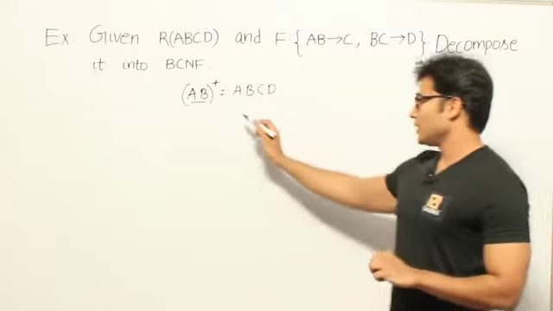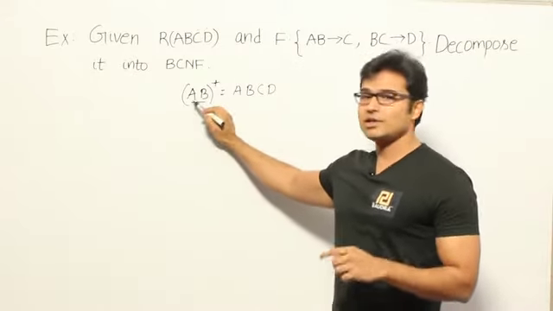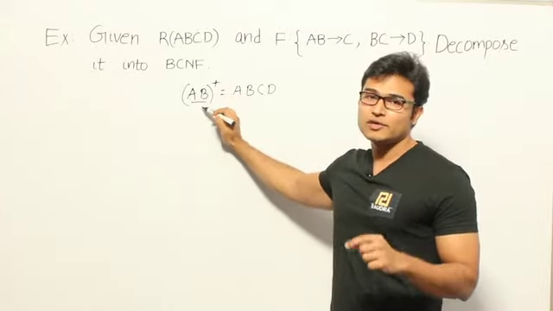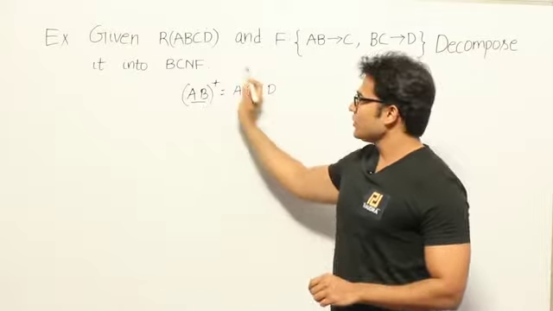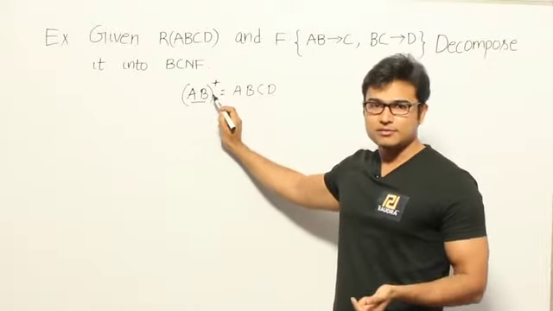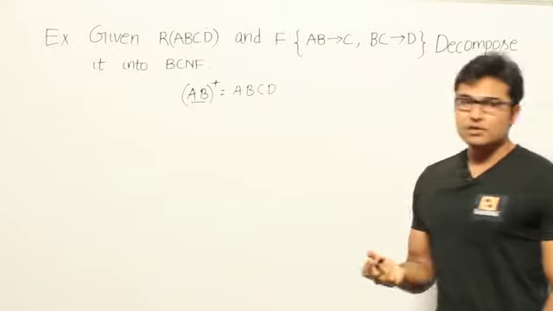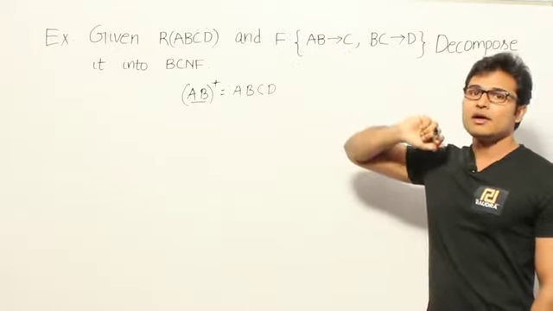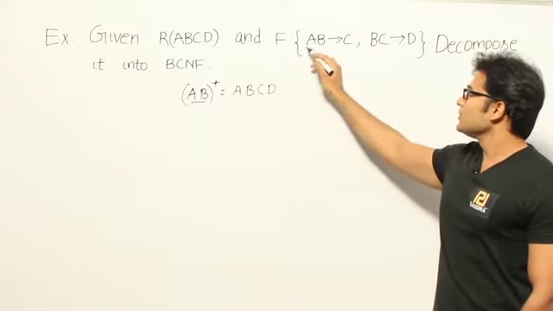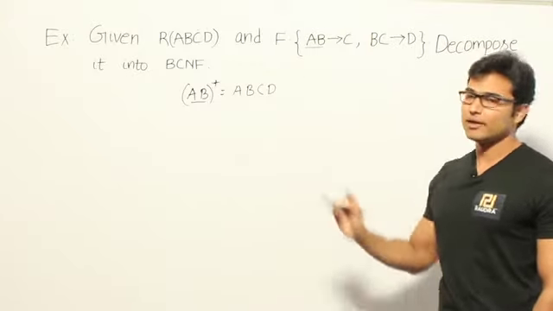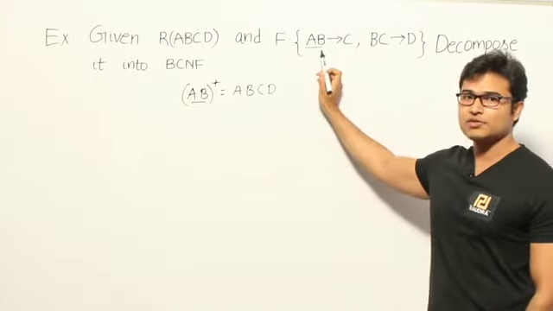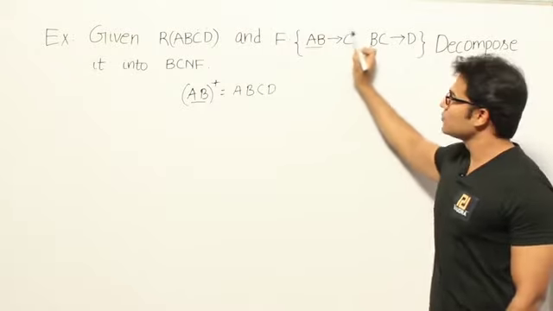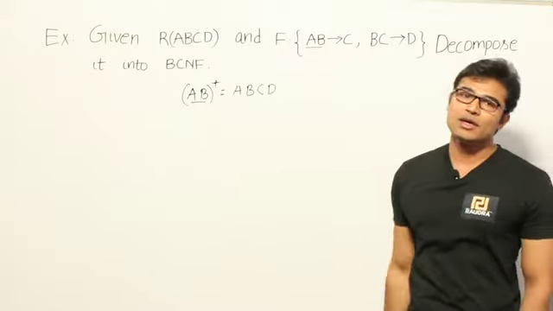So AB is definitely the candidate key. Understood this? Why AB is the candidate key is that you cannot remove anything from AB, and there is no need to add anything to AB, and therefore AB is the only candidate key. Now whatever you add to this will become a super key. Got it? Okay. Now according to the definition of BCNF, every left hand side of the functional dependency should be a super key. Now if you see this, AB is the super key, therefore there is no problem with this functional dependency.